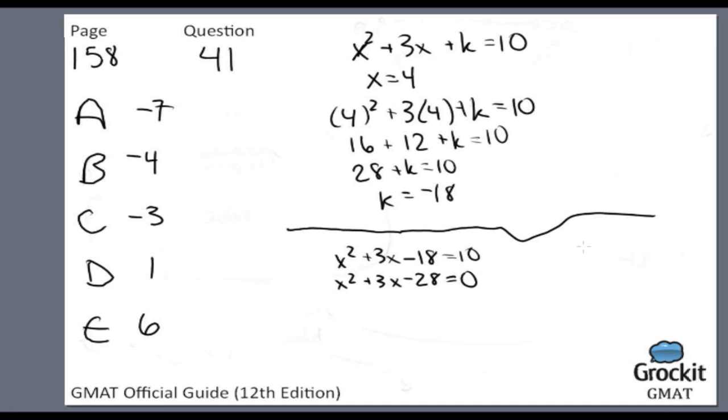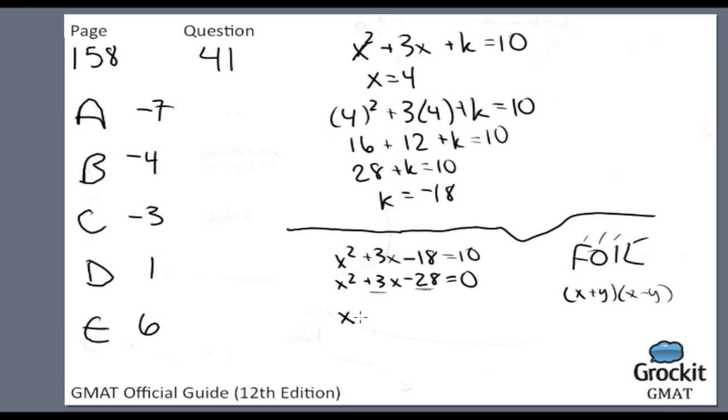So remember, FOIL stands for first, outer, inner, last, for when you have 2 binomial expressions like x plus y times x minus y. You're multiplying the first terms, the outer terms, the inner terms, and then the last terms. And then when you reverse it, you're looking for 2 numbers that when multiplied together give you -28, and when added together give you +3.